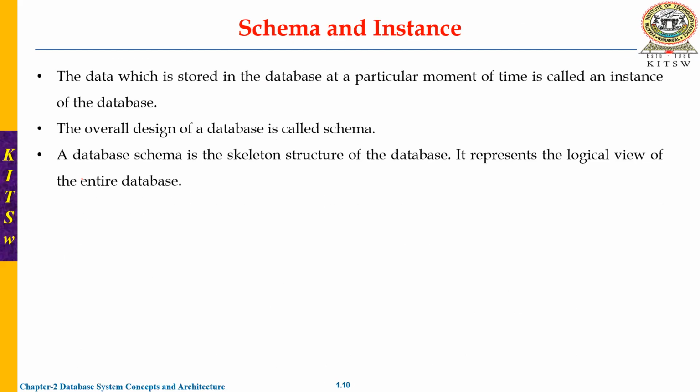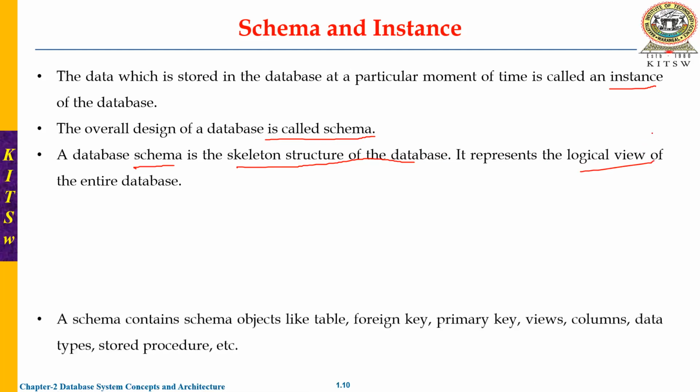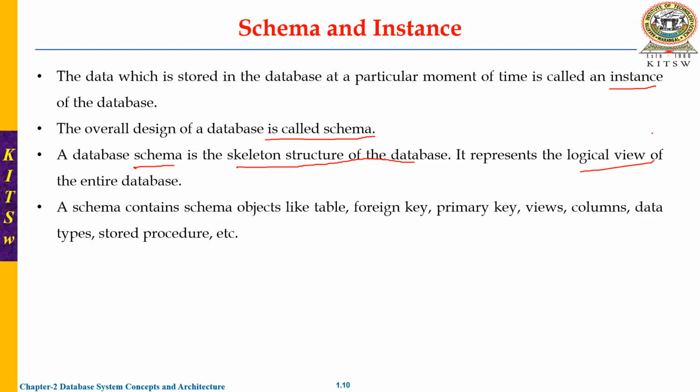Schema and instance. The data which is stored in the database at a particular moment of time is called an instance of the database. We have seen this in the laboratory session. The overall design of the database is called the schema. The database schema is a skeleton structure of the database. It represents the logical view of the entire database. This we have also done in our laboratory part.